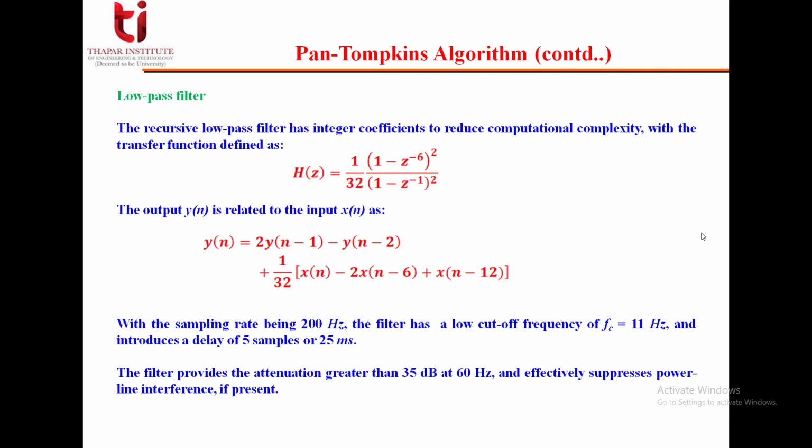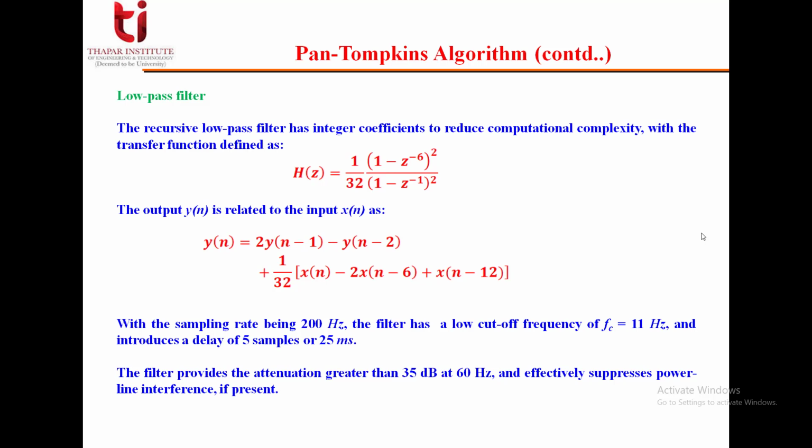So starting with the low pass filter. The low pass filter is a recursive filter and it has integer coefficients to reduce the computational complexity. You can see the transfer function that corresponds to the low pass filter. H(z) is 1 by 32, then in the numerator you have (1 minus z raised to power minus 6) whole square, and in the denominator you have (1 minus z inverse) whole square.